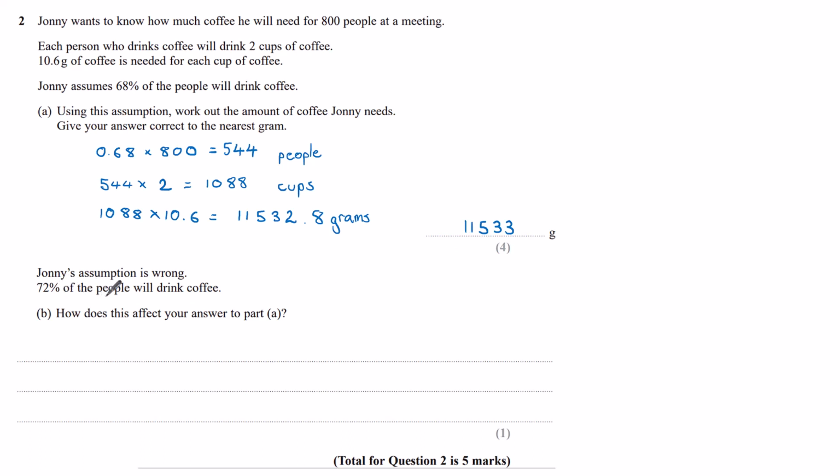Johnny's assumption is wrong. 72% of people will drink coffee. Part B, how does this affect your answer to Part A? Well, if we look back to the first calculation, if 72% of people drink coffee, that's more than 68. And so there'll be more people, more cups, more grams, more coffee will be needed. There won't be enough currently. He will need more coffee.